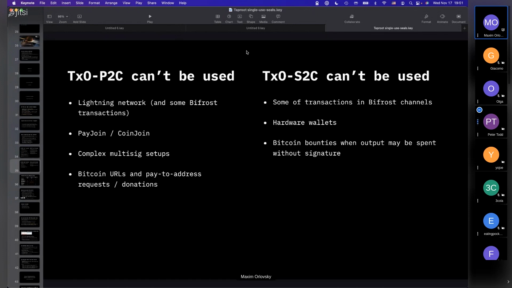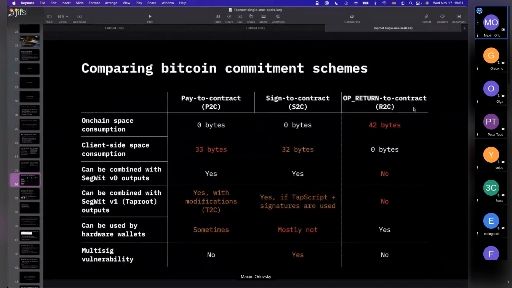But something I want to generally ask: did you look into OP_RETURN outputs? Yes, we have them as one of the options, on this table, the last row, last column. So basically, it's the only thing that is compatible with hardware wallets, and actually, the OP_RETURN commitment scheme is a part of the current standard. So you can create an OP_RETURN instead of pay-to-contract with RGB.